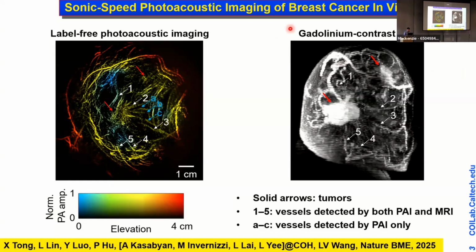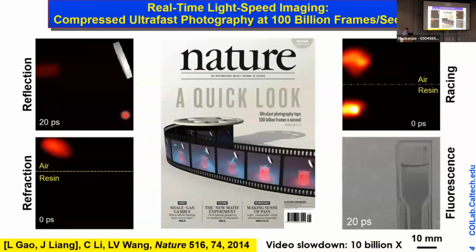This is an example. This was imaged from a live patient in vivo. You can see tiny blood vessels even without any contrast agent. We compare this using gadolinium contrast MRI. This is from the same patient. The numbered arrows point to blood vessels imageable using both devices, but the lettered arrows point to vessels that are only imageable using photoacoustic imaging, so without any contrast agent. And so we can both see the tumor right here. In our modality, presumably we're seeing features due to angiogenesis, a hallmark of cancer.